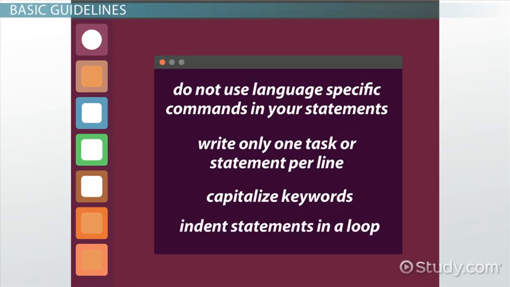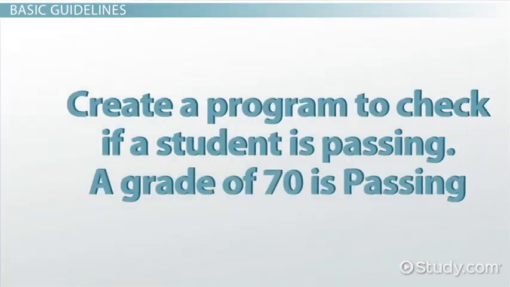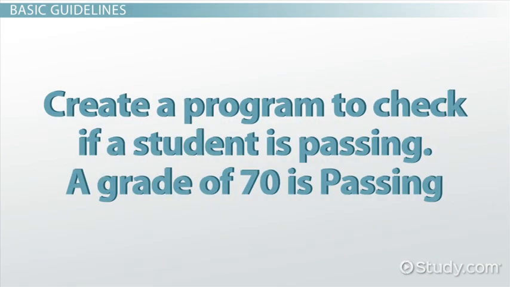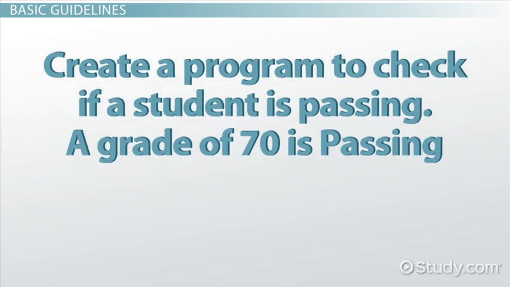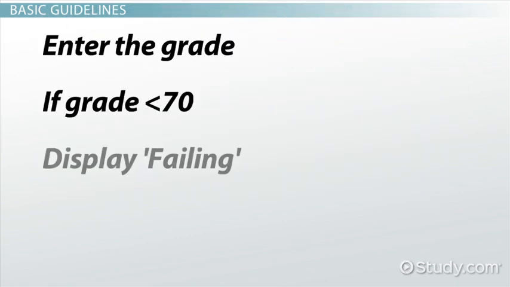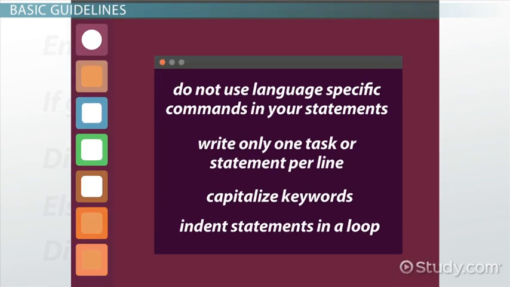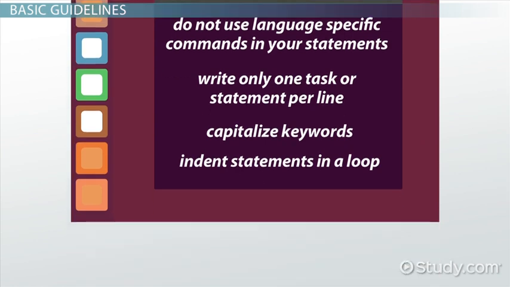Lastly, indent statements in a loop to better see the flow of your program. Indenting can become your friend. It makes things easier to read and keeps information together, especially when creating loops. For example, create a program to check if a student is passing. A grade of 70 is passing. Enter the grade. If grade is less than 70, display failing. Else, display passing. If you adhere to these 4 simple guidelines, using pseudocode will be very helpful.